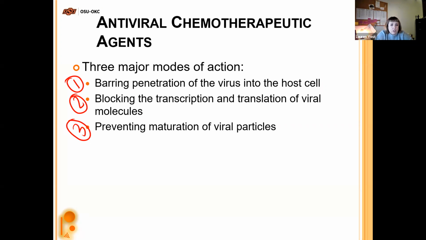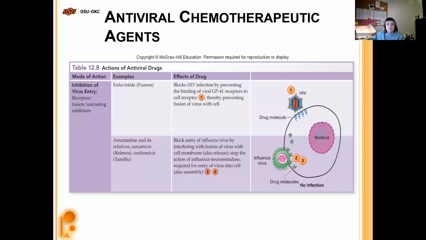You want to block transcription and translation of the viral molecules. You don't want it to be able to use any of that. You want to prevent maturation of the viral particles. So these are things that we can prevent and target with drugs. How are we going to do it? So to inhibit the entry, so this was number one.